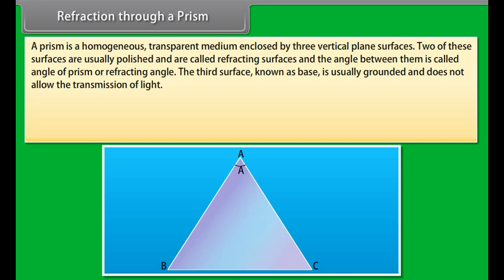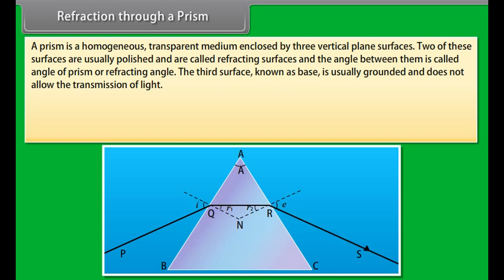Let us consider the passage of a monochromatic light ray PQ through the glass prism ABC. At surface AB, when the ray enters the glass at angle of incidence i, it bends towards the normal at Q at angle of refraction r1 and strikes the surface AC at R. The angle of incidence at surface AC is r2 and the ray emerges into air, making an angle e with the normal at R.